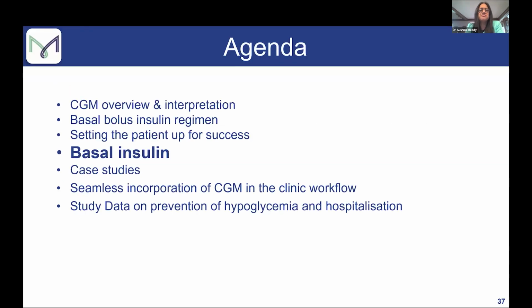So before I go on to basal insulin, any questions on that? How you set your patient up for success?